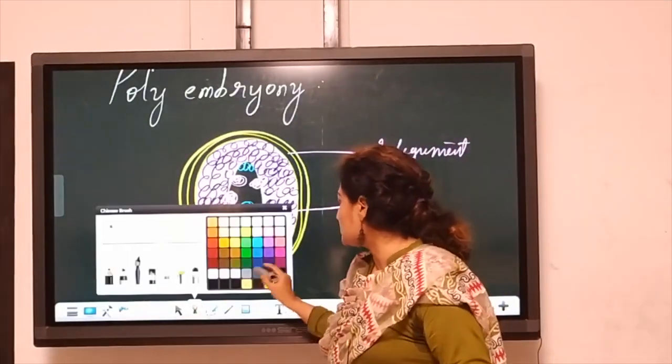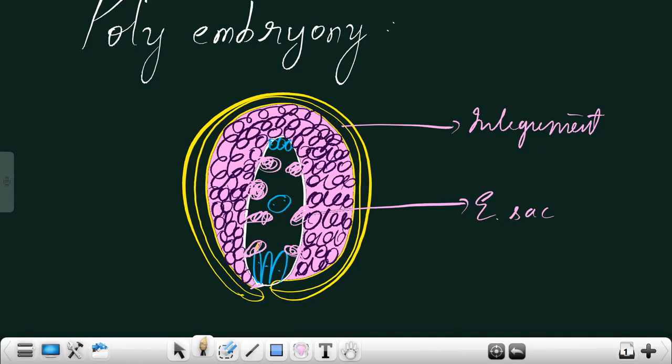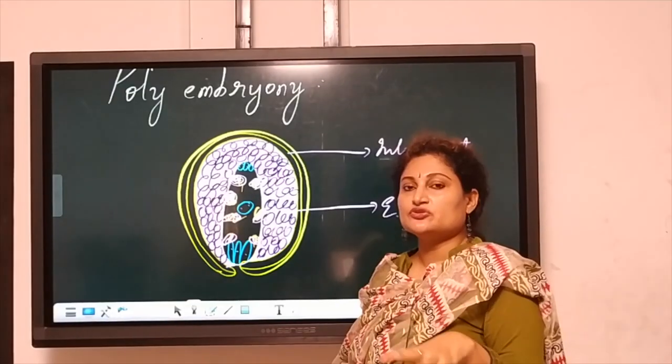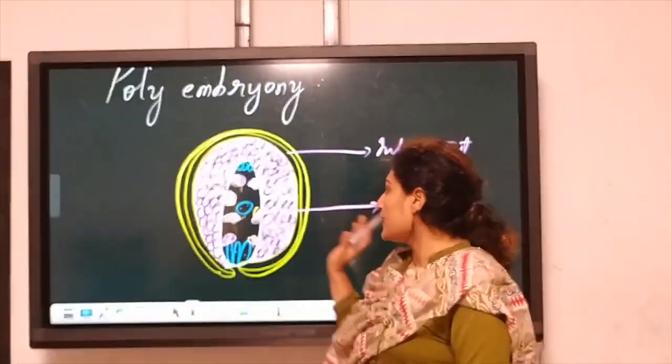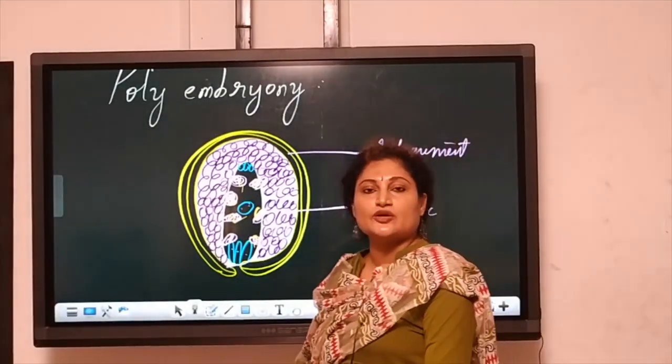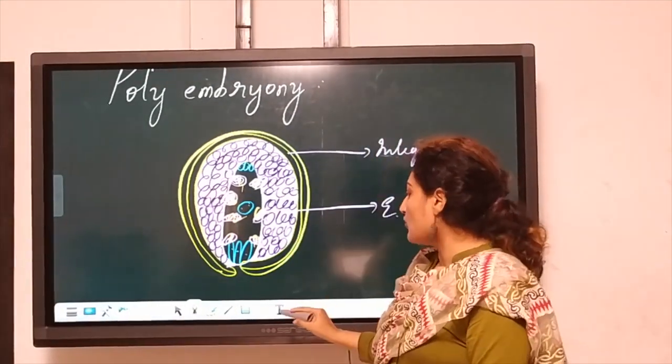Look at the number of projections in this diagram. 1, 2, 3, 4, 5, 6, 7. So we can see 7 protrusions into the embryo sac. How do these projections come into the embryo sac? The nucellar cells divide and redivide and project into the embryo sac. So such an embryo sac with many embryos is known as polyembryony.